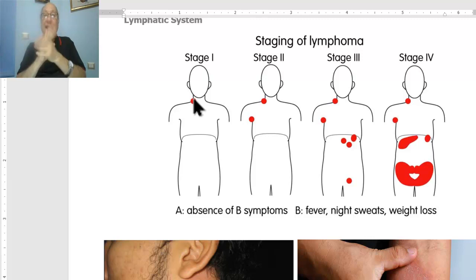Also, E means localized extranodal organ. If there is affection of lymph nodes with one extranodal organ, the same staging, but we add E. Therefore, it may be 3E or 2E.